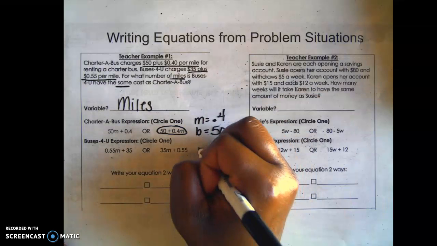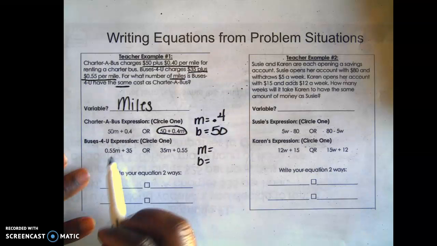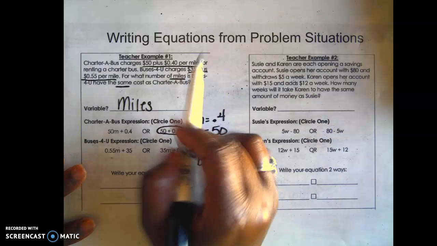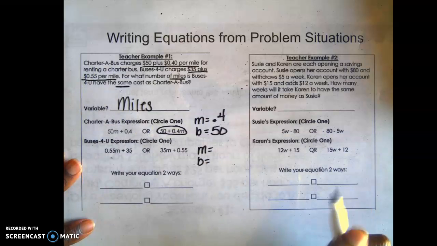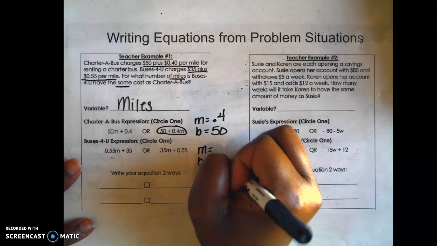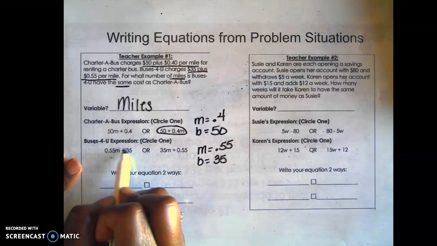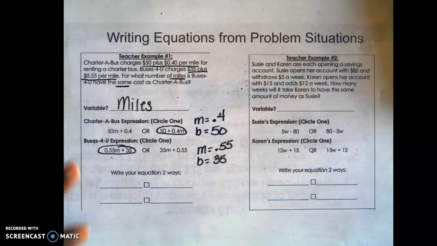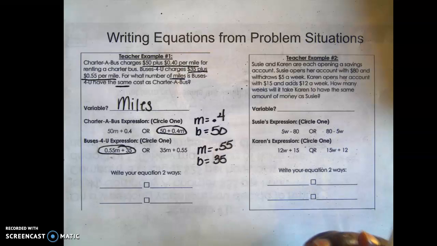Now for Buses for You, I'm going to do the same thing. Put m equals, b equals. So when I read about Buses for You, it's 35 plus 55 cents per mile. So 35 would be my y-intercept and 55 cents would be my slope. And the first expression is written. Now that I have the two expressions that belong to each company, I'm going to make them equal to each other, and that's how I write an equation.